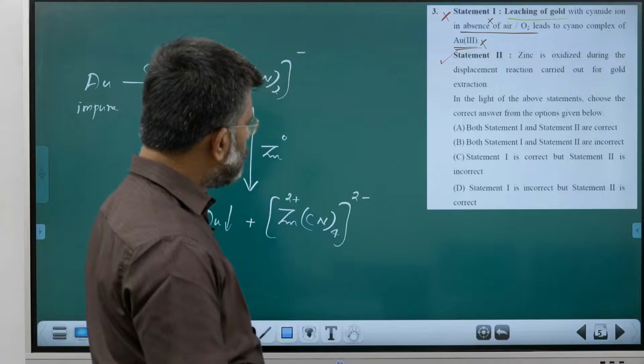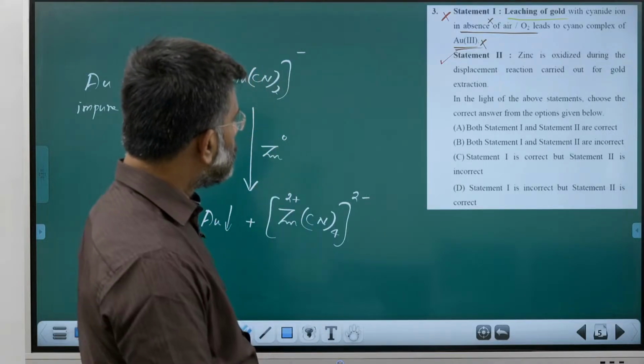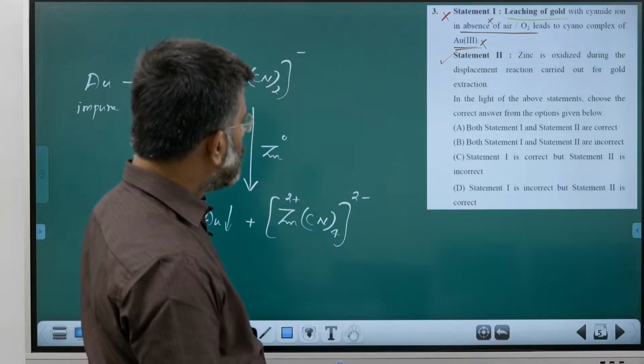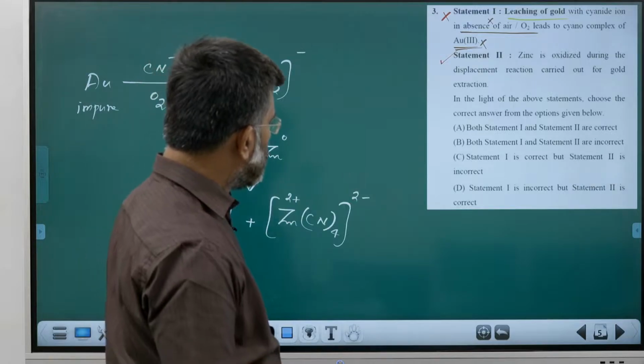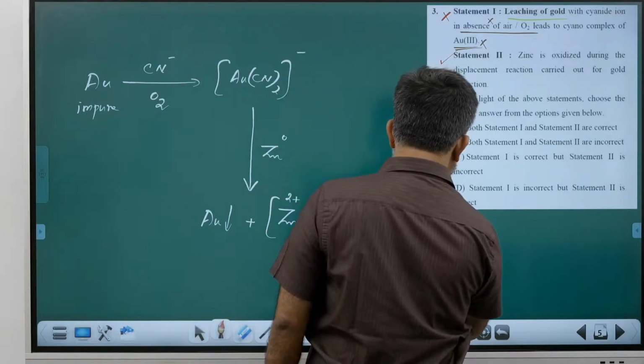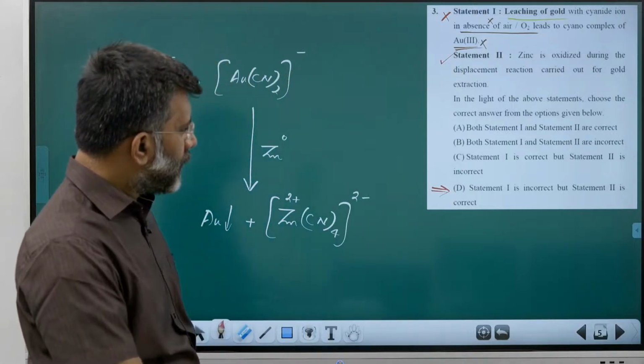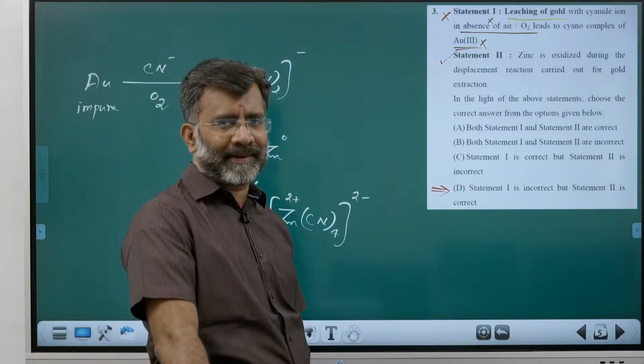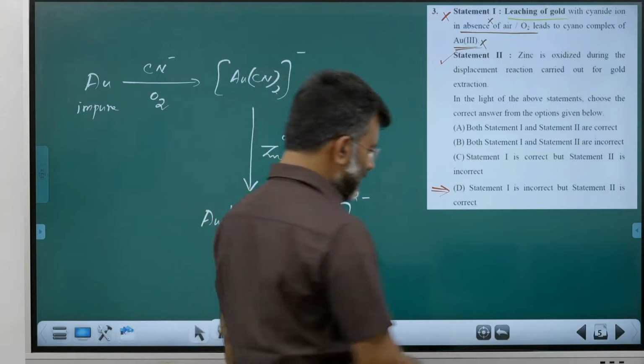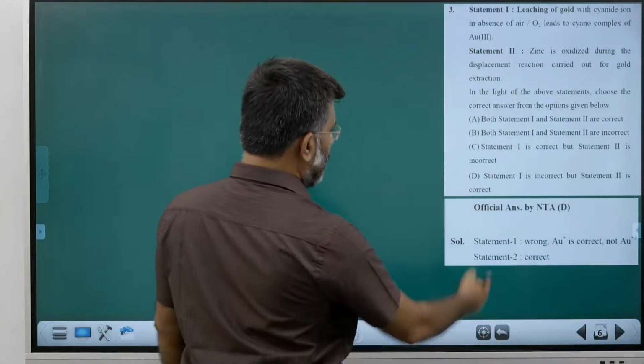Which choice? Statement 1 is wrong, 2 is correct. So option D will be the perfect answer. Statement 1 is incorrect, but statement 2 is correct. Okay, next question. Option D.